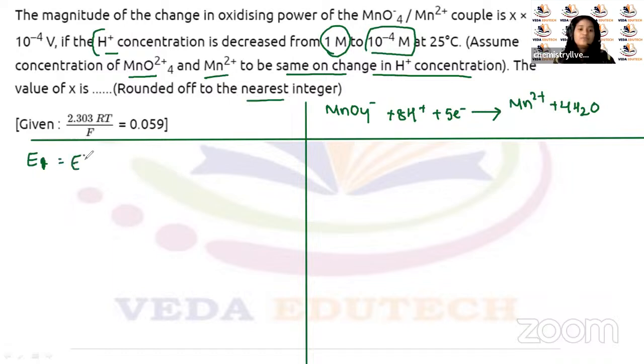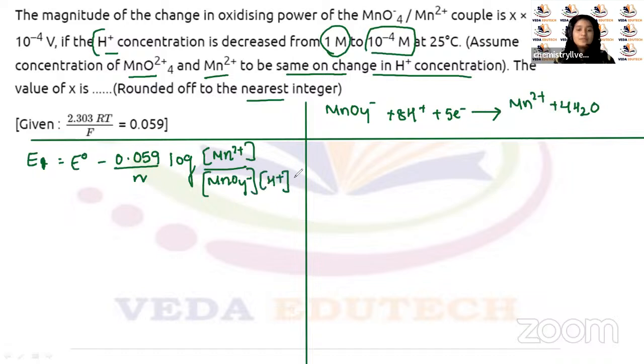So E1 value will be E naught minus 0.059 by n log of the concentration of Mn2 plus divided by MnO4 minus into H plus to the power 8. So in the first case, the concentration of H plus is 1. So instead of this entire thing, I can write 1 to the power 8. 1 to the power 8 is nothing but 1 itself. So this part got cancelled, and this is going to be your 5 electrons. This much part is clear, children. So this is going to be your first equation.